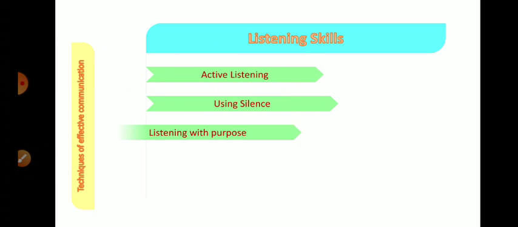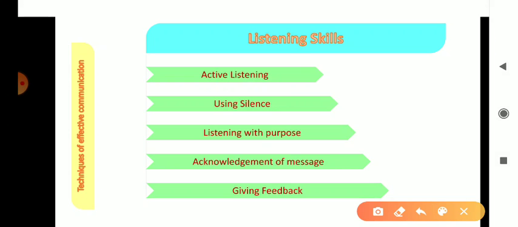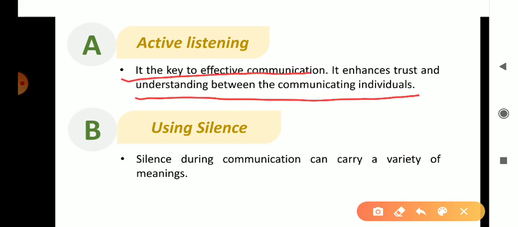First one is active listening, using silence, listening with purpose, acknowledgement of message, giving feedback. These are all the listening skills. First we will see active listening. Active listening is the key to effective communication. It is an important element in making communication effective. It enhances trust and understanding between the communicating individuals.